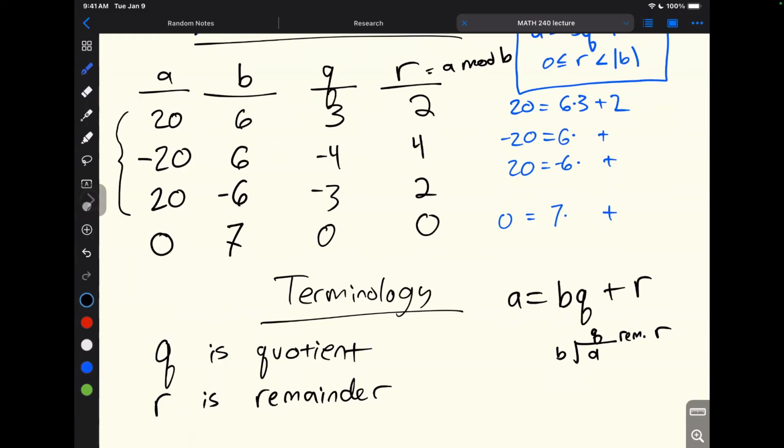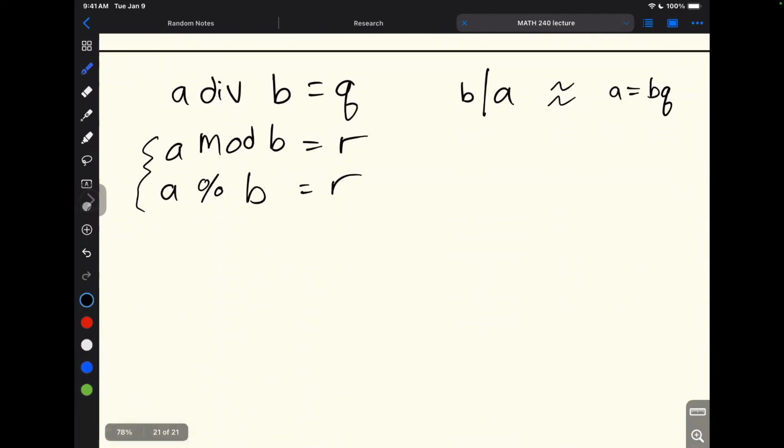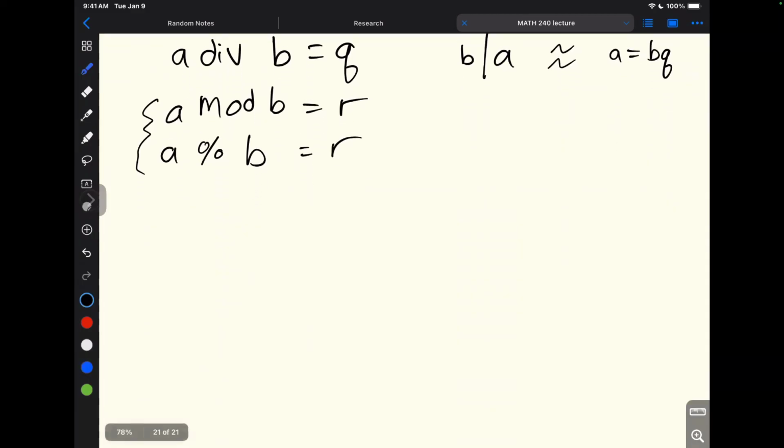So if we divide 20 by 6, we get remainder 2. So 20 mod 6 is 2. Negative 20 mod 6 is 4. 20 mod negative 6 is 2. 0 mod 7 is 0. So yeah, that's where we get that.